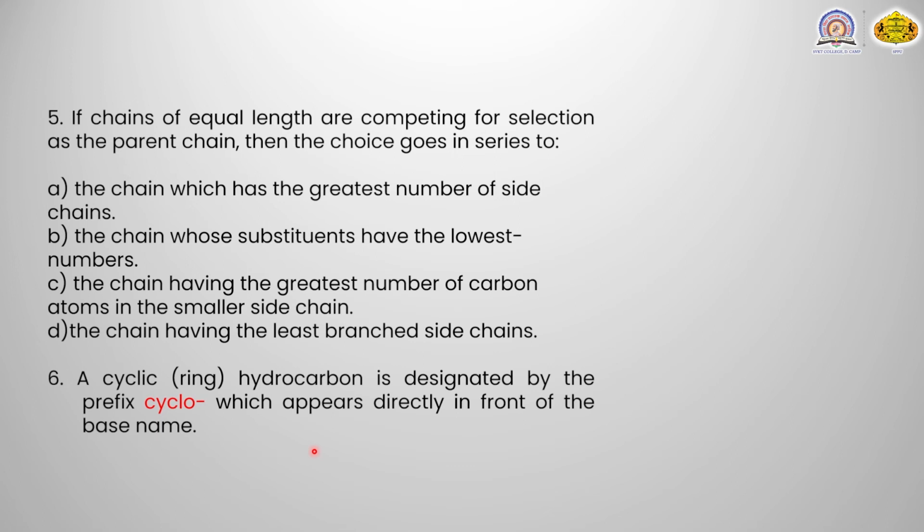So this is the rule if the two chains are equivalent. Sixth rule is a cyclic, that is a ring hydrocarbon is designated by the prefix cyclo. So if there is a cyclic chain in that carbon compound, the prefix will be cyclo, followed by the number of carbon atoms, which appears directly in front of the base name.